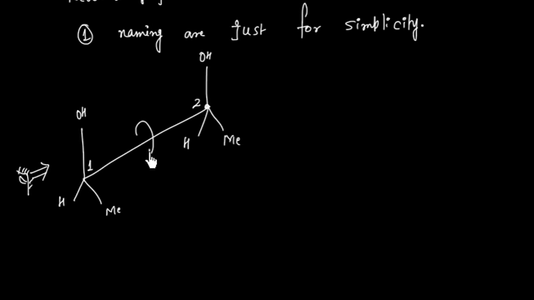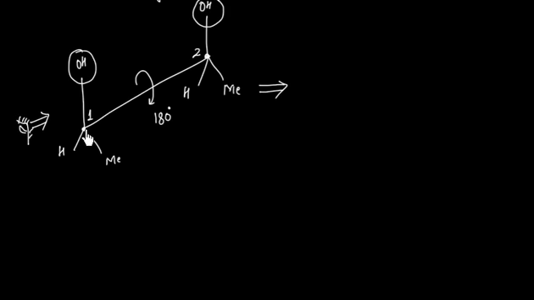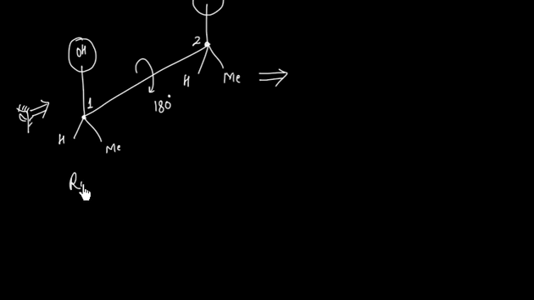Now we have to rotate so that this group and this group come to the bottom. So let us rotate both by 180 degrees. This means I am rotating the whole molecule by 180 degrees. So this bond is rotated by 180 degrees. This means this group is rotated as well as this group is rotated. So this rotation is by 180 degrees for both carbons, for carbon 1 and carbon 2.